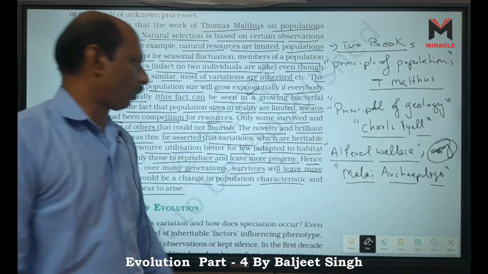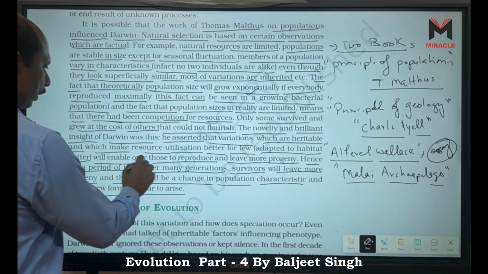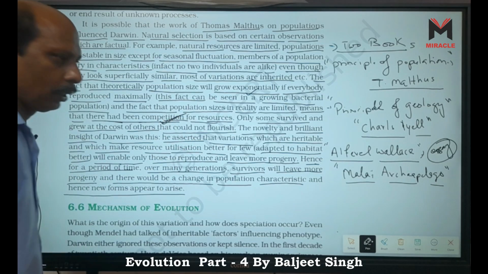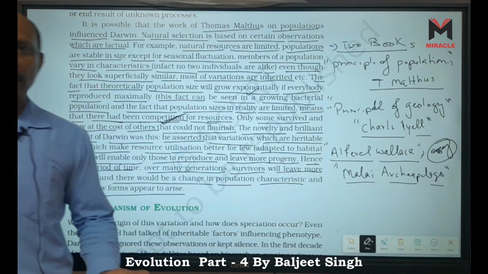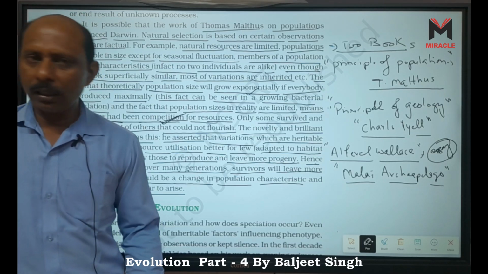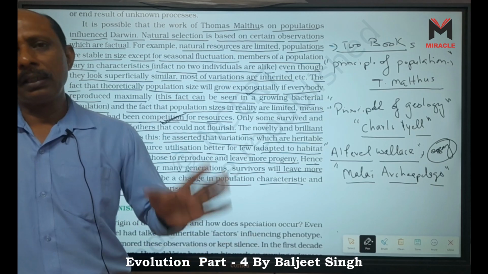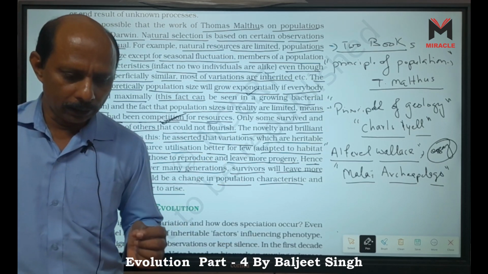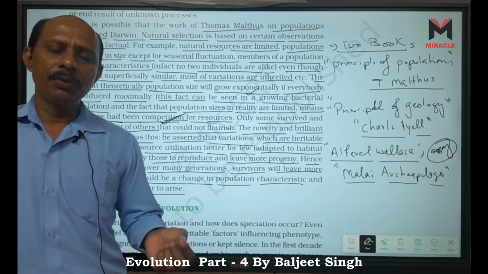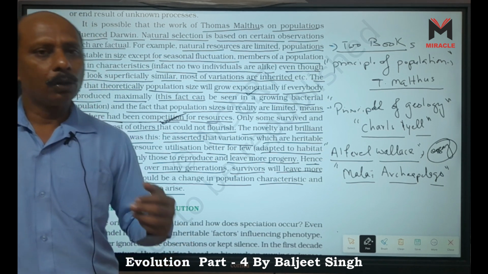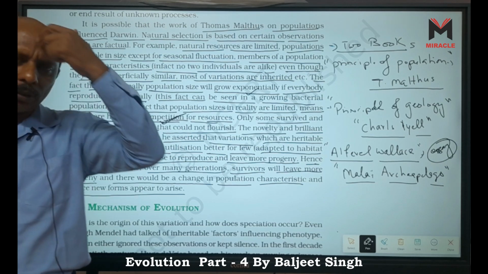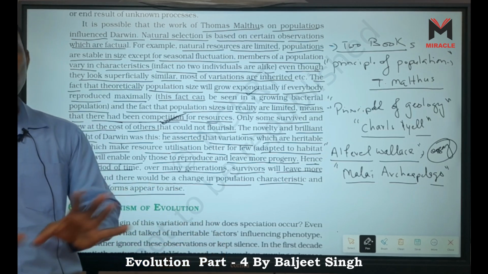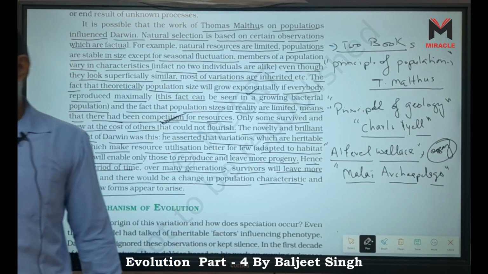Second is struggle for existence, which is given here. Why? Because of competition. I tell you 3 types of struggle: environmental, interspecific and intraspecific. Environmental means between environment and organisms. Interspecific means between 2 different species, and intraspecific means within a single species, between 2 individuals within a population.